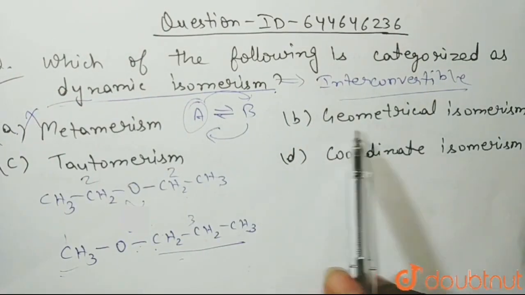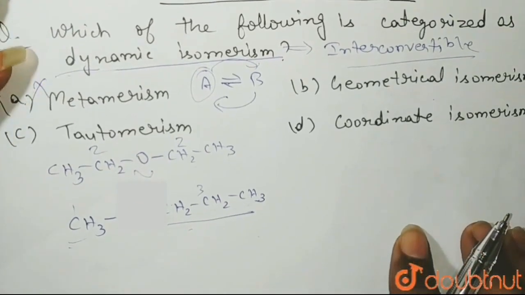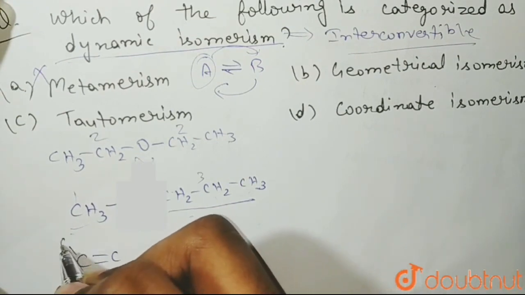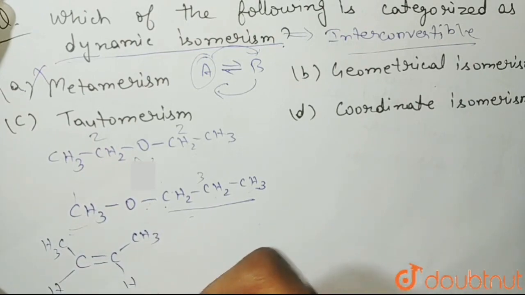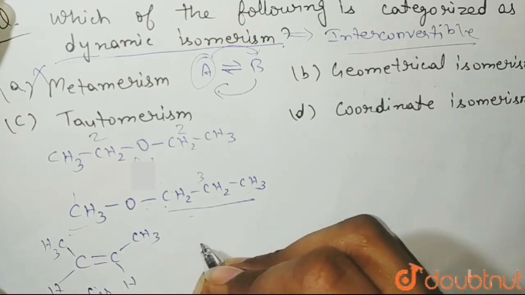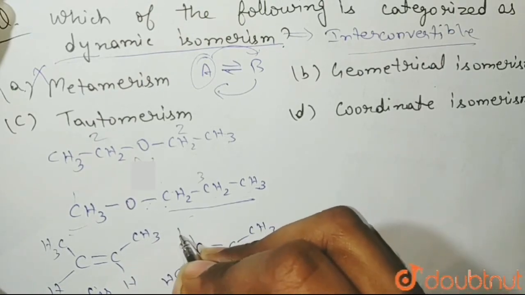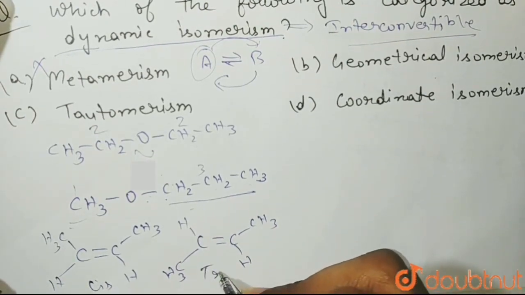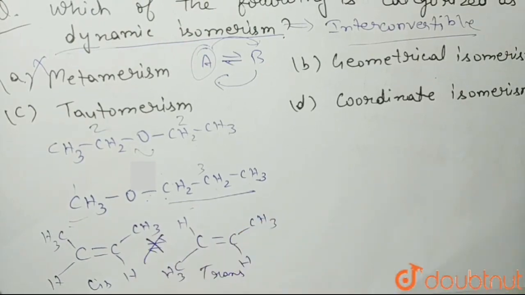Now next is geometrical isomerism. We know that geometrical isomerism is cis and trans isomerism. If I write a cis here, let's say CH3, H and H, this is cis. And if I write the trans of it like this, CH3, CH3, H and H, this is trans. Now if you see both these structures, they are not interconvertible into each other.